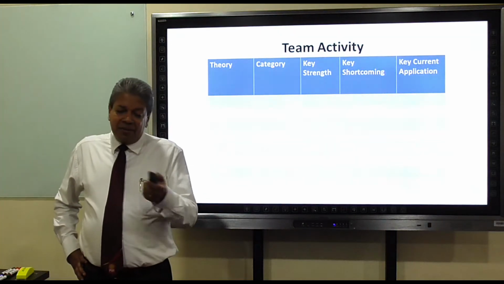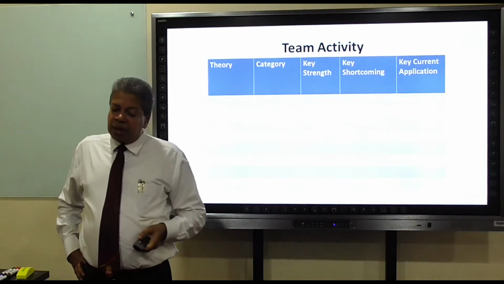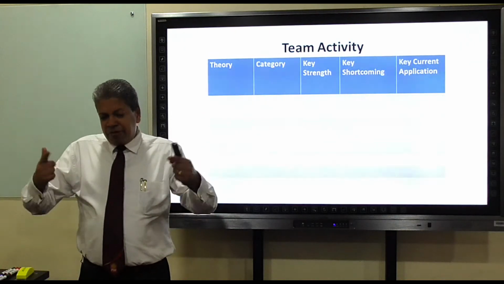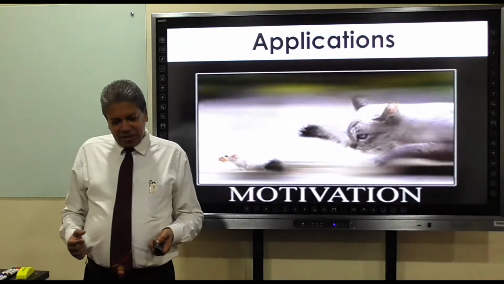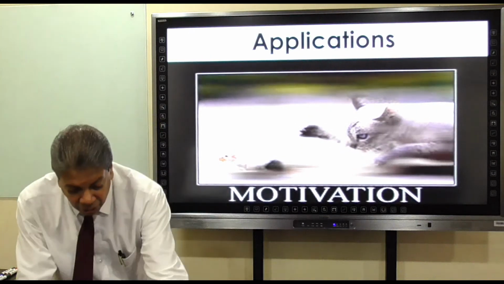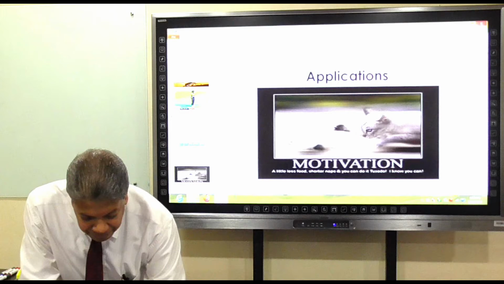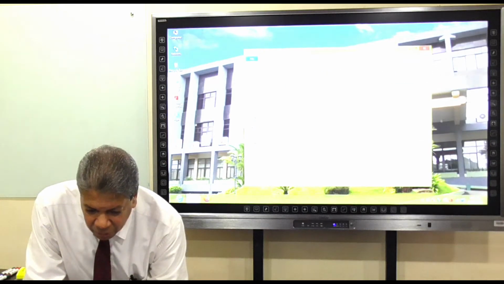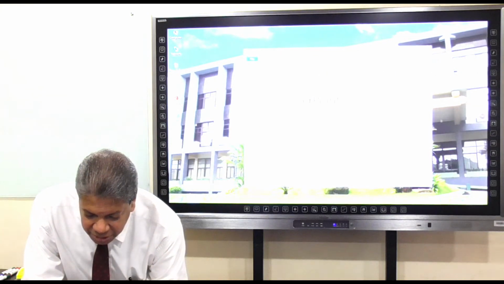So we did this team activity: theory, category, key strength, key shortcoming, key current application. If you refresh yourself, that is more than enough. So that concluded our discussion on motivation, and we had the next one, which is more detailed, about values, attitudes, and job satisfaction.